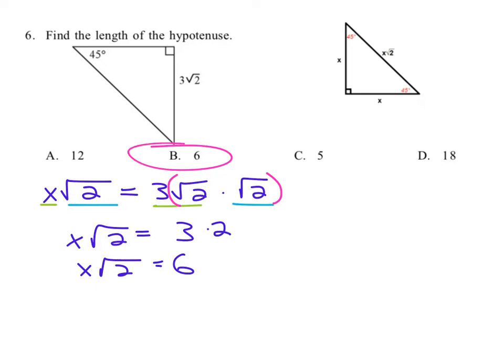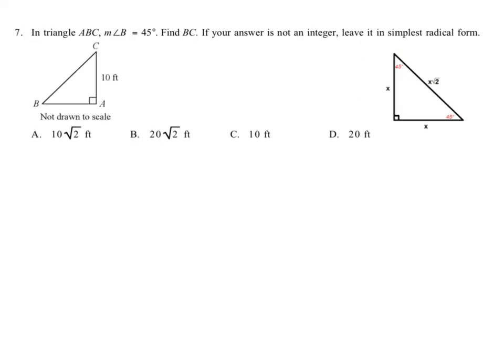Essentially, if you took the leg and multiplied it by root 2, you get a 2 for the two roots multiplied together, times the 3 is the 6.